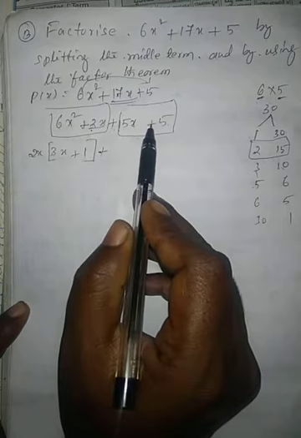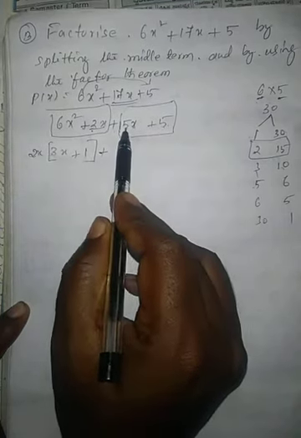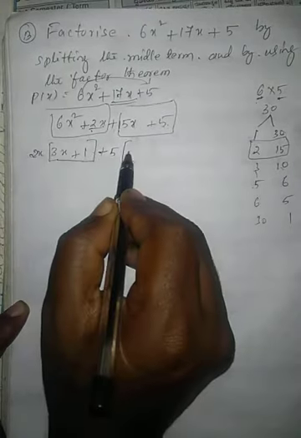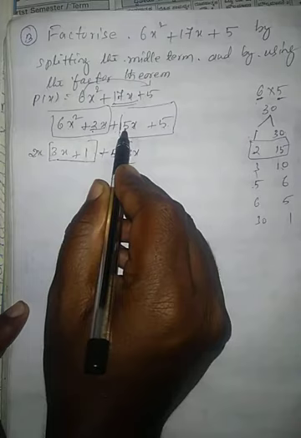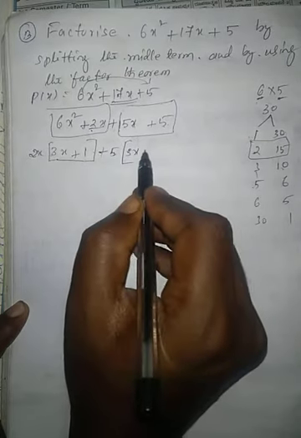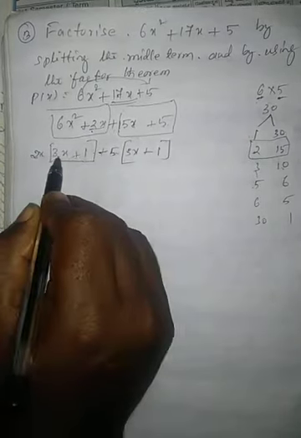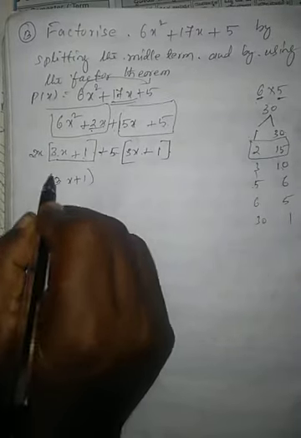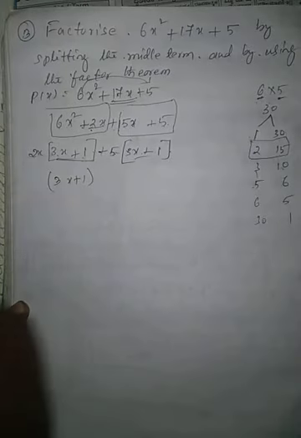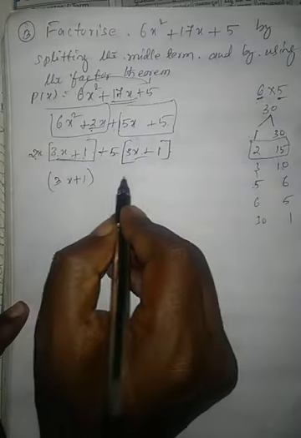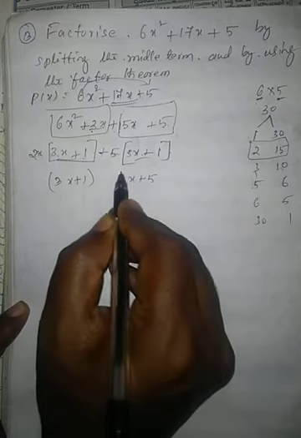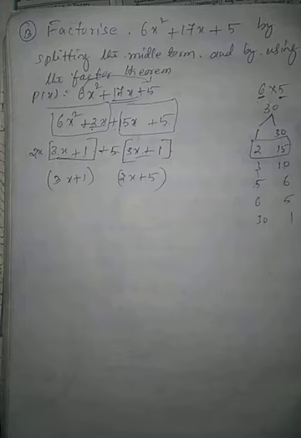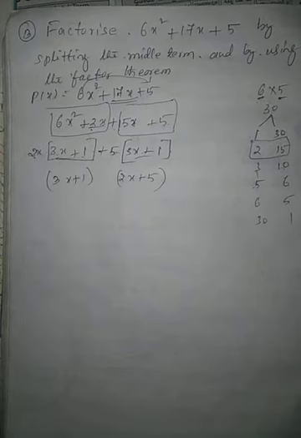Then in the second group, you cannot take the common factor x. 5 into 1 is 5, 5 into 3 is 15, so you take the common factor 5, and it remains 3x plus 1, because 5 into 3x is 15x, and 5 into 1 is 5. So 3x plus 1 is the common factor on both sides, and the remaining is 2x plus 5. So 3x plus 1 and 2x plus 5 are the factors of 6x squared.